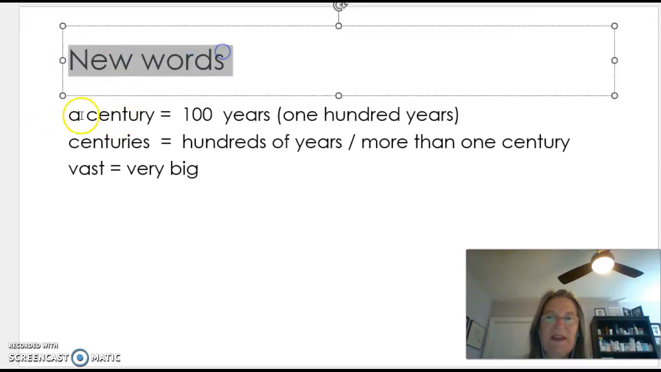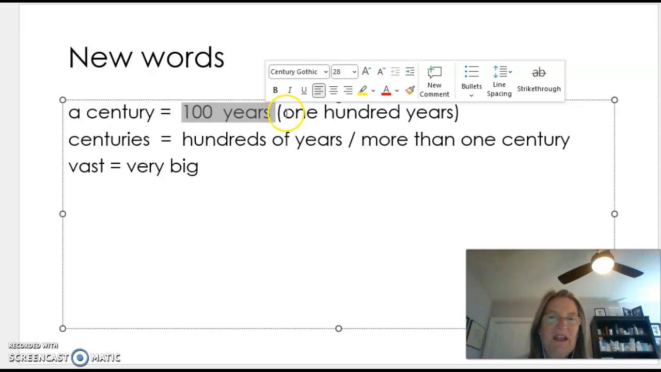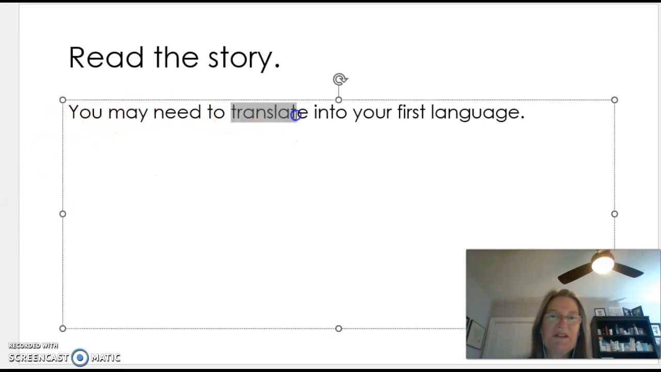Some new words. A century. That means 100 years. And here it is in words, 100 years. Centuries means more than 1 century. And what it means is hundreds of years. The word vast means very big. There may be other words in the story that you do not understand. Feel free, if you want, to translate those words into your first language.